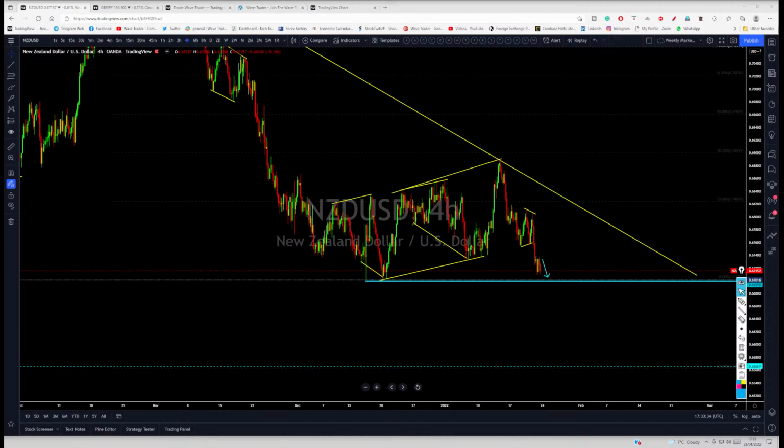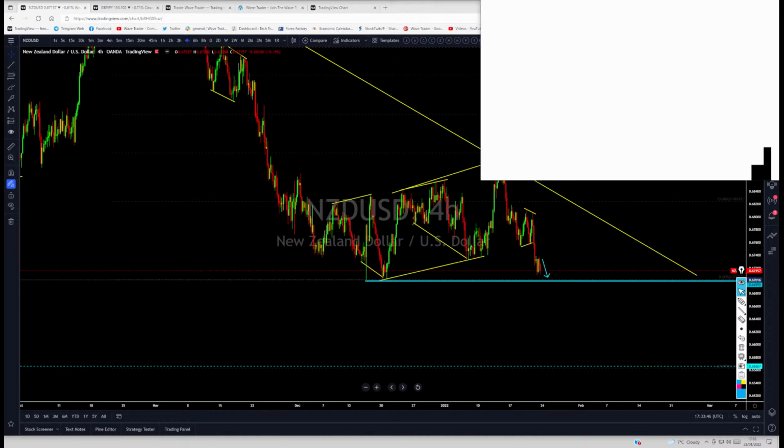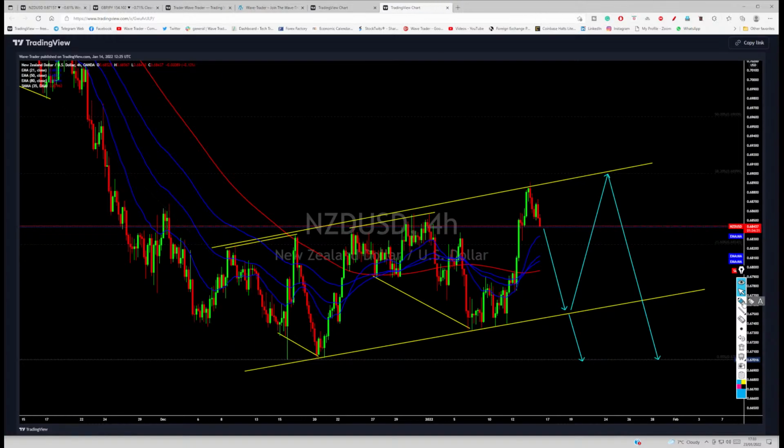So let me find a chart on the New Zealand dollar. I have to go back to find that chart. Yes, I got it. So there you got it. All right, so the New Zealand dollar is dropping from that top, and the target is almost reached over there. So the opportunity was there, it has gone.